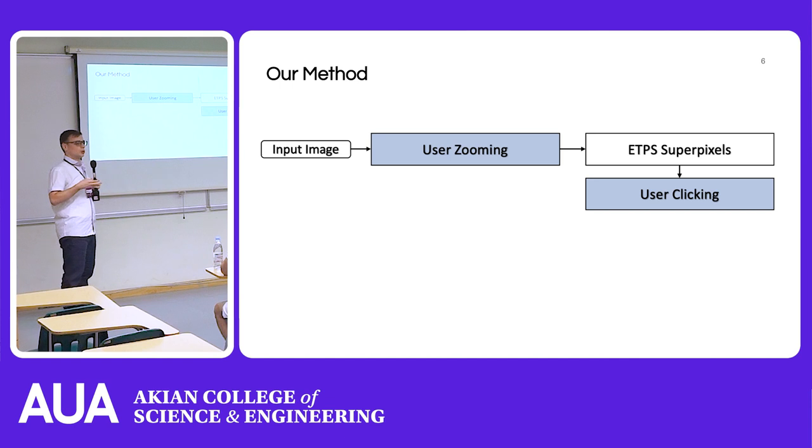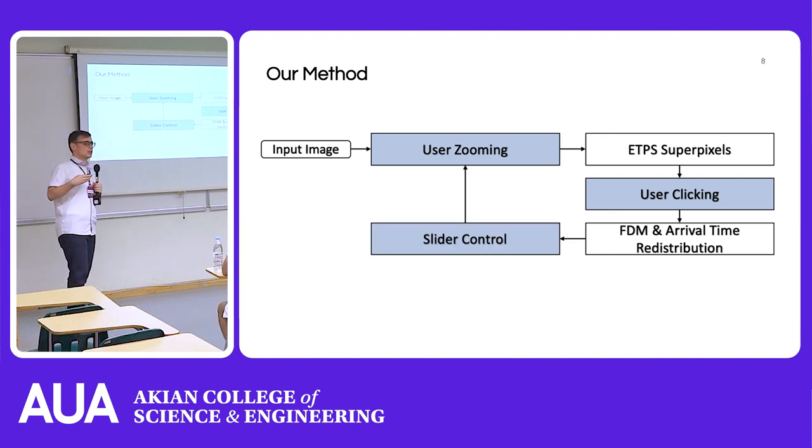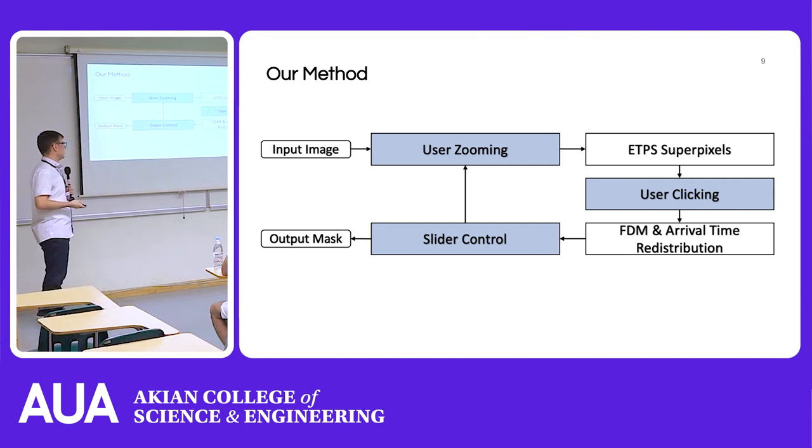Next, the user may click one or more times inside the object of interest. The next step is the fast marching method and arrival time redistribution, which is the main contribution of our workflow. This is the crucial step for controlling the propagation wave superpixel by superpixel. Finally, the user can utilize a slider to control the overflow of the wave from outside the boundaries of the object. This is a cyclic process, and it continuously improves until it reaches an acceptable segmentation, and the user can then extract the mask for future use.